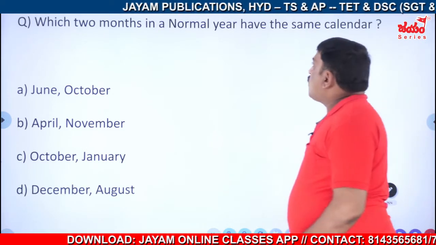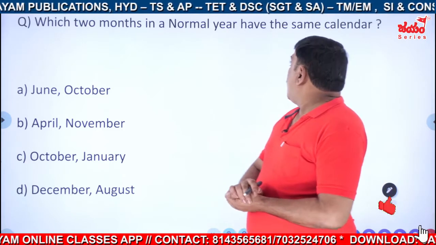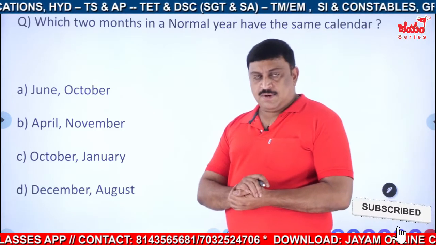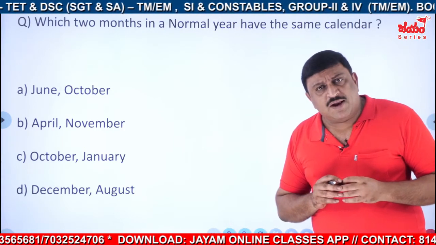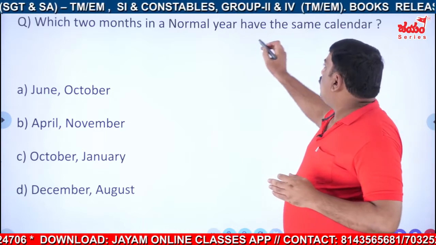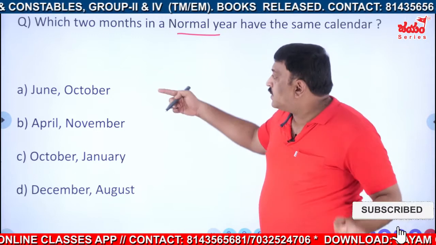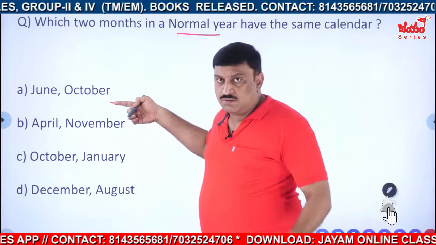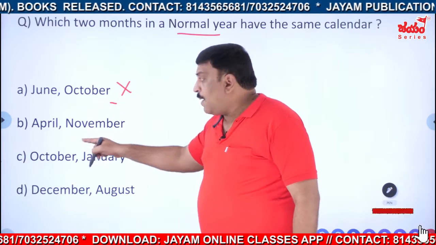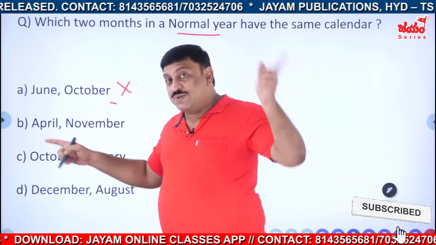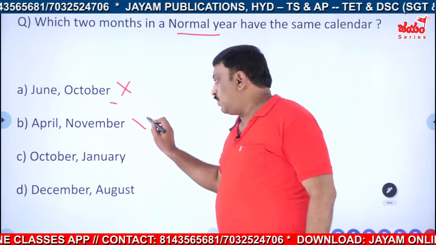Which 2 months in a normal year have the same calendar? Just we have so many combinations for this one. Not only 2 months, 3 months also there. Just observe this one. Is it June and October? No. Jan and October, that is. January and October, right? It's not there. April and November? No. April pairs with July perfectly and November pairs with March. See that one, right? It can't be there.